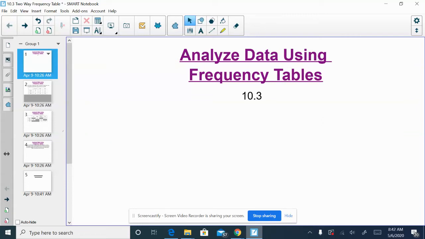All right, guys, this is section 10.3. We are talking about frequency tables. This is a fairly straightforward section, so I don't see this video being particularly long.